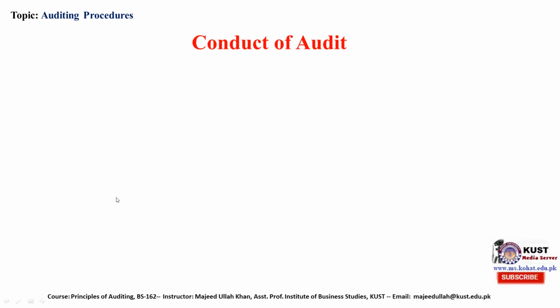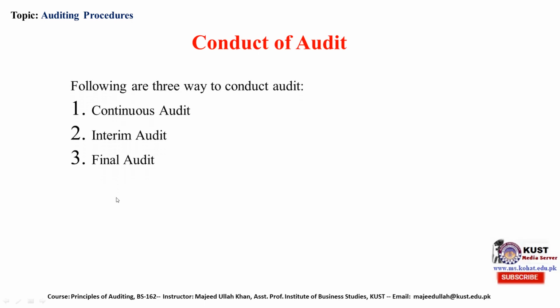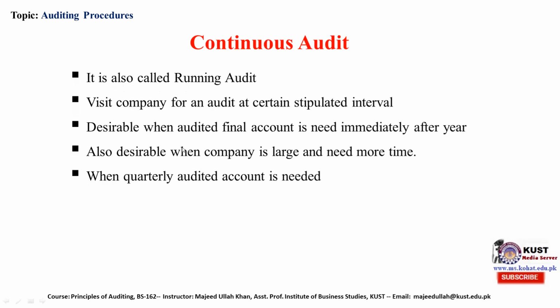Conduct of audit. Following are three ways to conduct an audit. First is continuous audit, then interim audit, then final audit. We will discuss it in detail one by one. Continuous audit is also known as running audit. Under such a type of audit, an auditor is required to visit a business house at intervals during the financial year and check the books to date as far as possible.